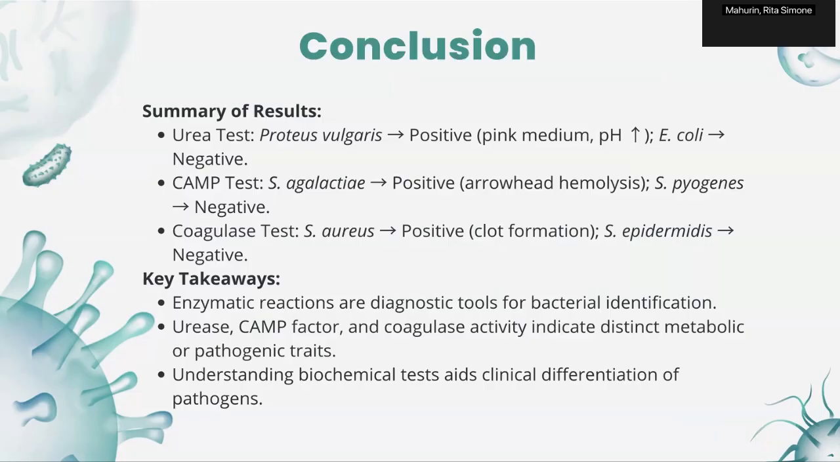The key takeaways were that the enzymatic reactions are, in fact, accurate diagnostic tools for bacterial identification. The urease, CAMP factor, and coagulase activity indicate distinct metabolic or pathogenic traits, and understanding these biochemical tests aids clinical differentiation of these various pathogens.